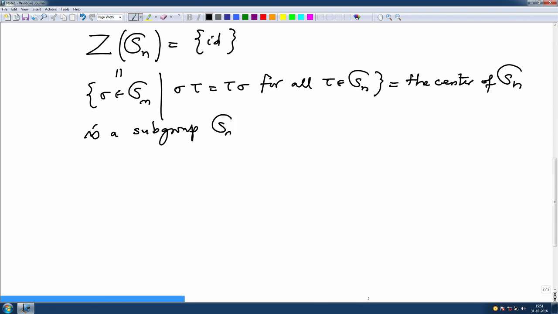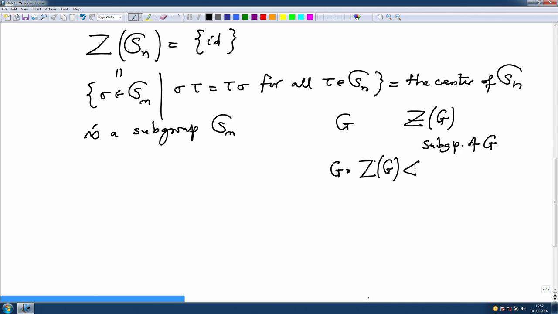In general, if you have a group G, then the center is the set of all those elements of G which commute with every other element of G. This is a subgroup of G, and the equality G equal to Z of G holds if and only if G is abelian. So, in some sense it measures the commutativity of a group. In general, this is a subgroup. If it is equality, that is equivalent to saying G is abelian. Abelian means any two elements commute.